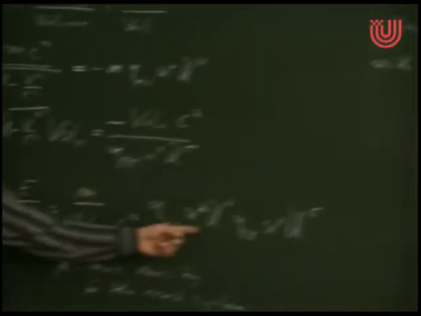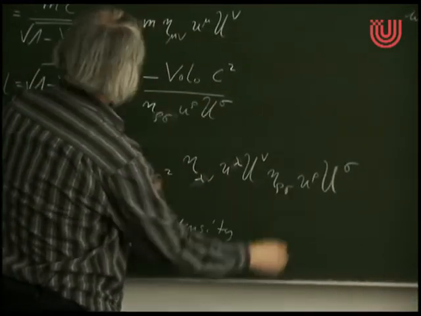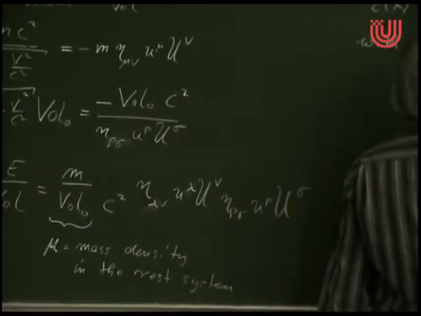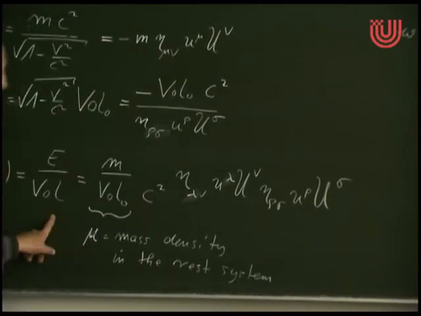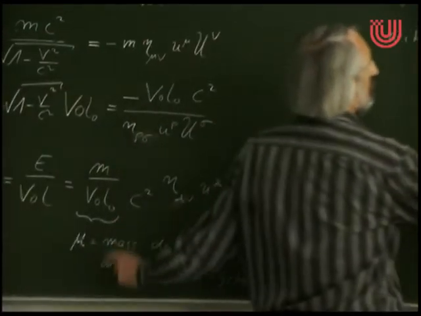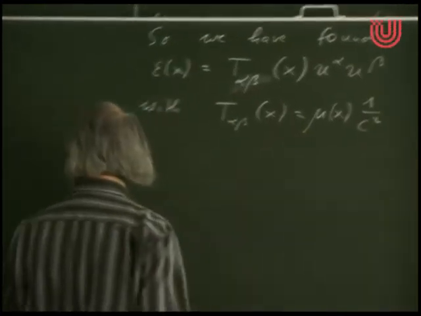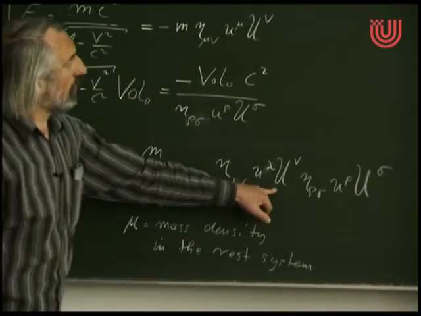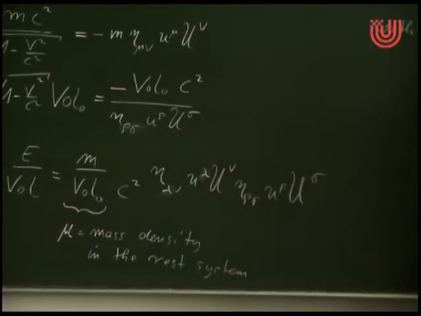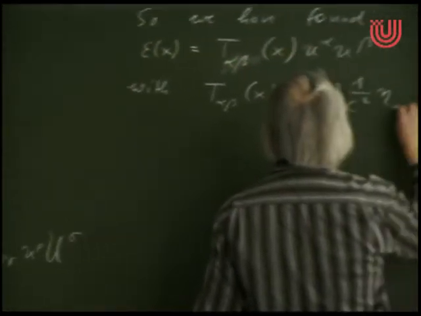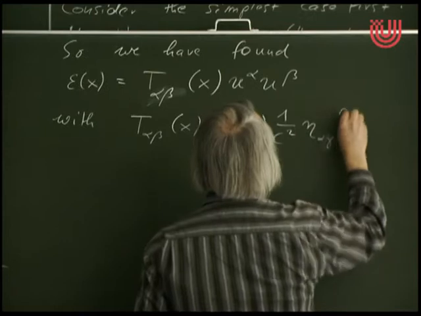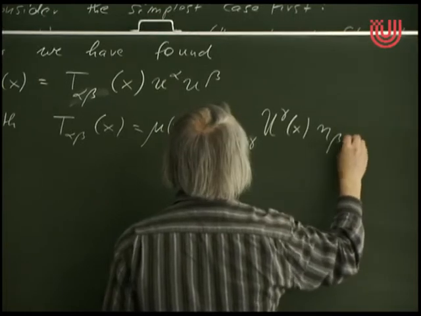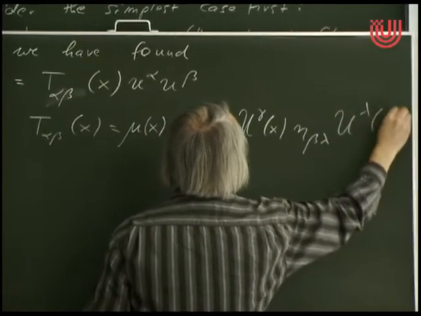Well, it's a coefficient here. So if we omit these two things, what do we get then? We get the mu, which of course will depend on x, right? The mass density will depend on x. Then I have a 1 over c squared here, which confuses me a little bit because I don't have it in my notes. And then I have eta lambda nu. Well, the indices are now alpha and beta. So it's eta alpha gamma, u gamma of x. And it's eta beta lambda, u lambda of x.